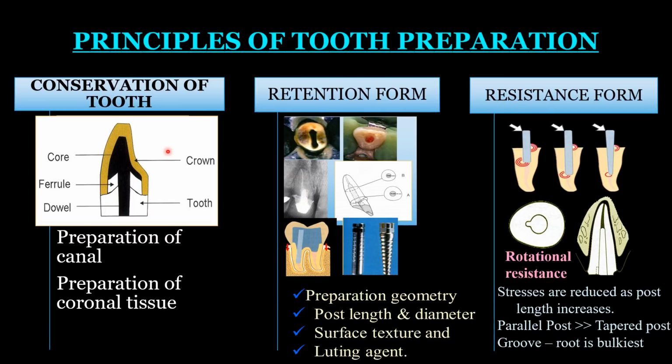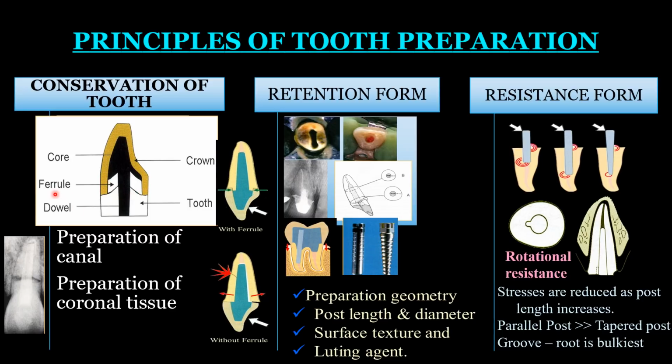We need to conserve the tooth structure as much as possible, both the root canal and the coronal tissue. Over enlargement of the canal can perforate or weaken the root leading to fracture as we see in this picture. If this coronal tissue is more than 2 mm, then the post design will not make much difference. But if this is less than 2 mm, as we find in most of the cases, the fracture resistance depends on the post design. This sound tooth structure that encircles the tooth is called the ferrule.